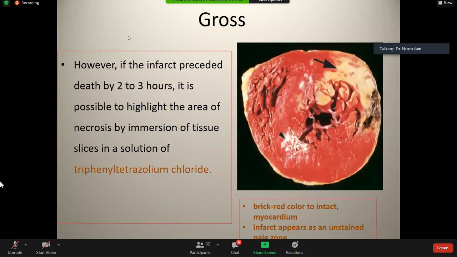So this is the cross section. If the infarct preceded death by 3 hours, it is possible to highlight the area of necrosis. This is the area of necrosis, yellow area, brick red color. This is the intact myocardium, and the infarct appears as an unstained pale zone. They look like a pale zone. This is the area of the infarction.